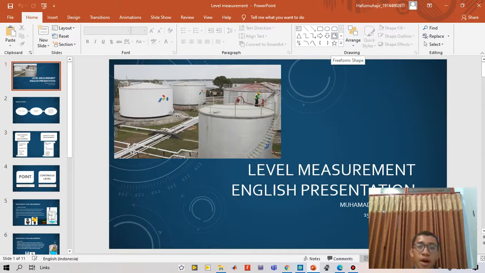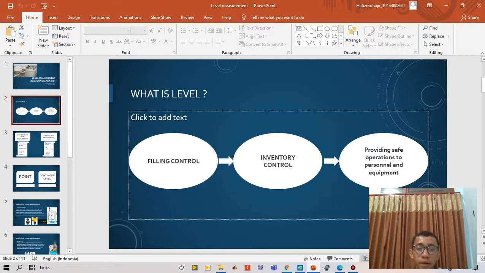In this section, I will explain about level measurement. What is level? Material level in a tank or vessel is a common process variable in plants. We measure level for filling control, for inventory control, and for providing safe operation to personnel and equipment. Level is often measured in percent of span, but may be displayed in engineering units of feet or inches or even pounds if the tank geometry and material density are taken into account.